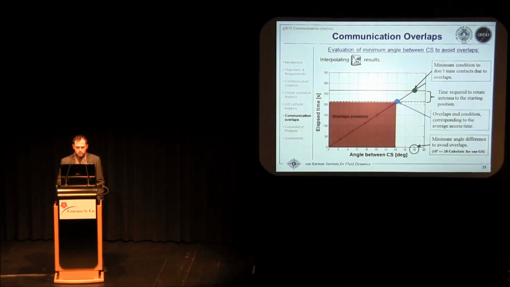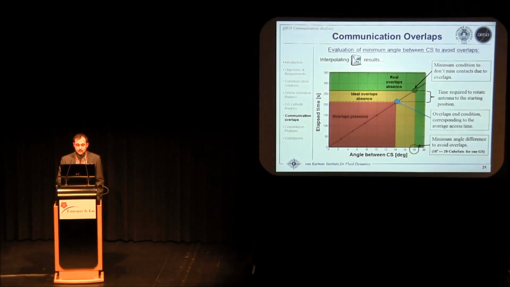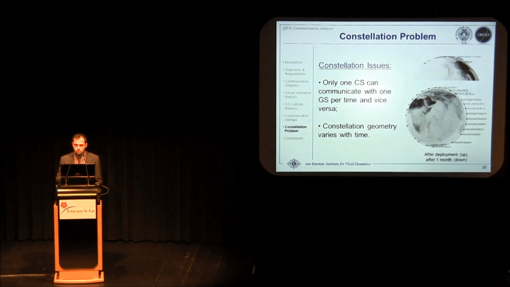Assuming an average contact time of 200 seconds, I found a region in which we have for sure overlaps, an ideal one in which I didn't take into account the time to rotate the antenna to the starting position. But if we add this time, we can find the real overlaps absence region that is characterized by a minimum angle difference of 18 degrees. But especially from this analysis, I was able to have a direct analytical knowledge of this problem, that was very useful to extend this problem to the constellation problem.